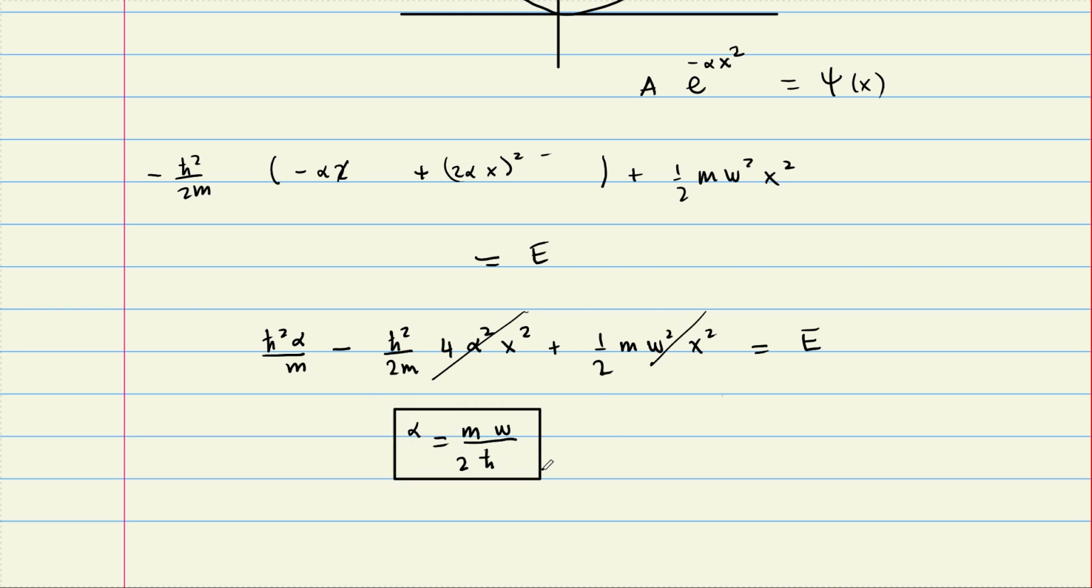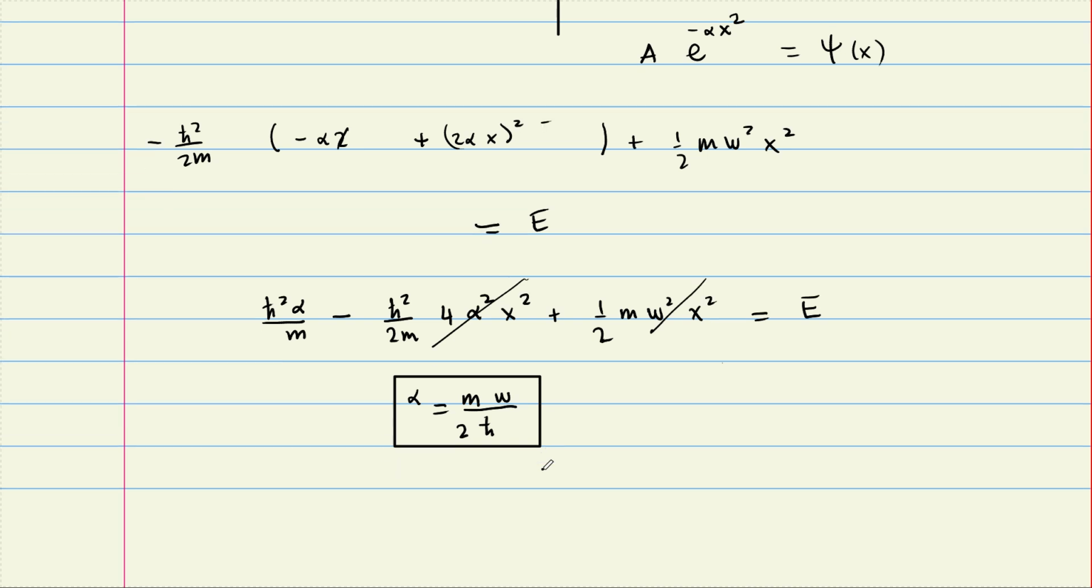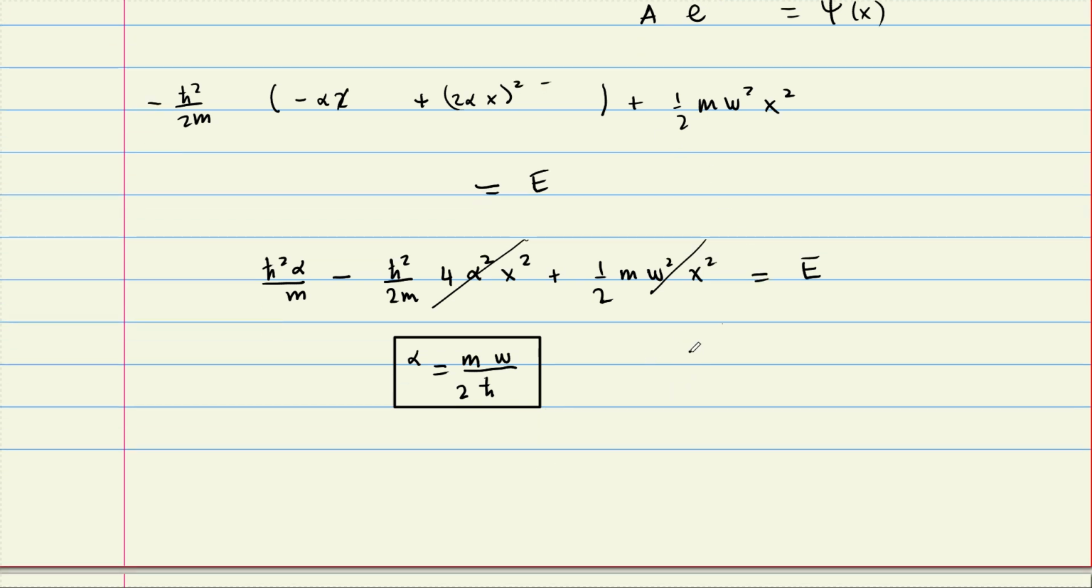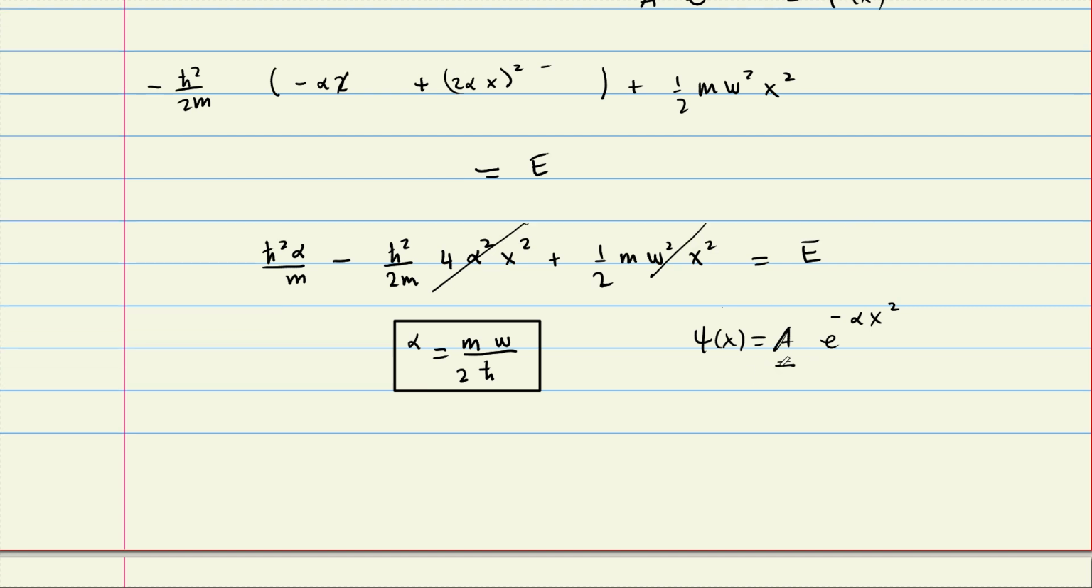So this is my alpha. So my wave function is something like this. Psi of x is some a times e to the minus alpha x squared. And I know alpha in terms of m, omega, and h bar. And how can I find a for this? How do we find the overall constants in wave functions? Normalization.